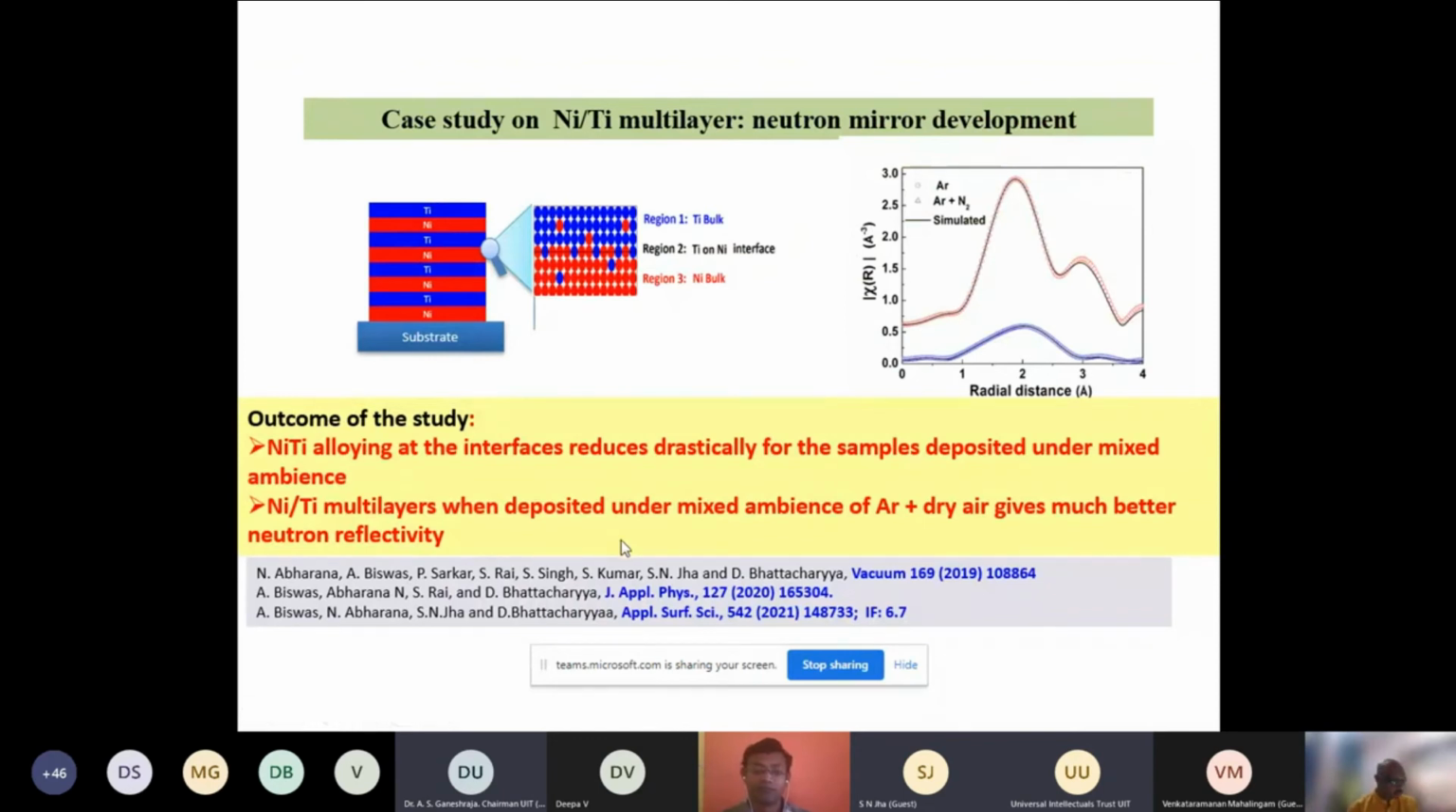But you can see this is a model we have generated from this EXAFS analysis, because this is a very important parameter to explain why neutron reflectivity is going bad in these two conditions: either argon plus dry air, which gives much better results, or in pure argon.